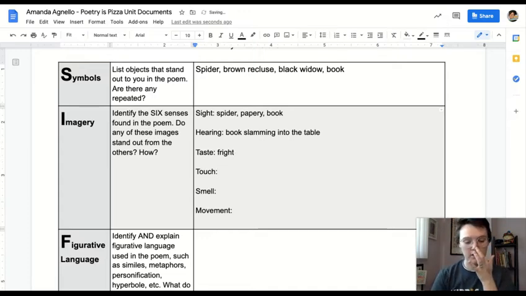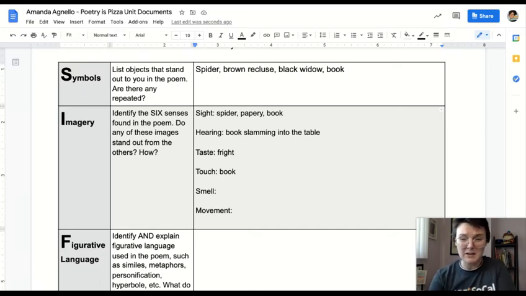What are we touching? Oh, well, we're touching the book. We're holding the book tight. Is there anything else we're touching? Not really. All right. Is there anything to smell? Maybe the spider has a smell. I don't know.